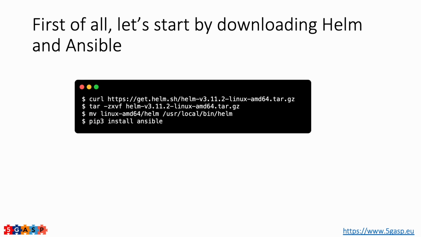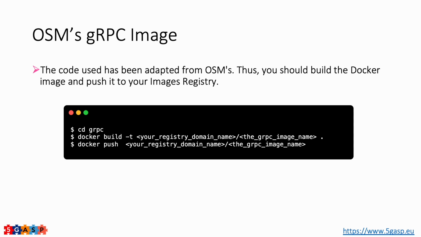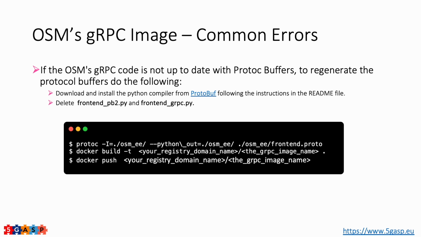Firstly, let's start by downloading Helm and Ansible, running the following code. Regarding the gRPC image, the code used in this tutorial has been adapted from OSM's. Thus, you should build a Docker image and push it to your images registry. If its code is not up to date with protocol buffers, to regenerate the protocol buffers, do the following. Download and install the Python compiler from protobuf, following the instructions in the README file, and delete both these files.